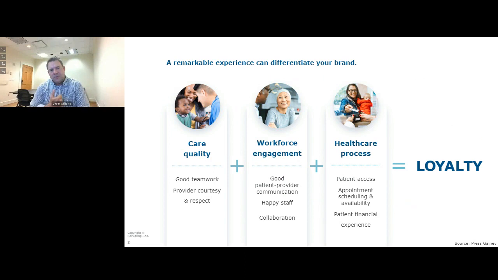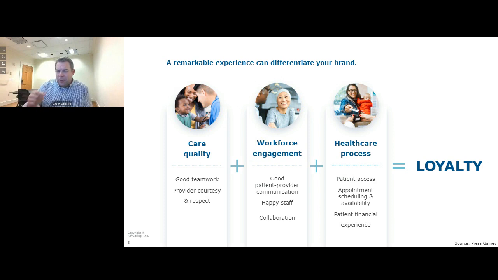One of those changes that has really driven how we interact from an experience perspective, meaning how are we thinking about our interactions or our touches with patients, is loyalty. And you think about what drives loyalty. You can compartmentalize this within a couple of different areas. The first is usually care quality, meaning do we have good teamwork? Are we providing courtesy and respectful interactions to the individual and patient? And that experience can differentiate the brand when it's done exceptionally well.